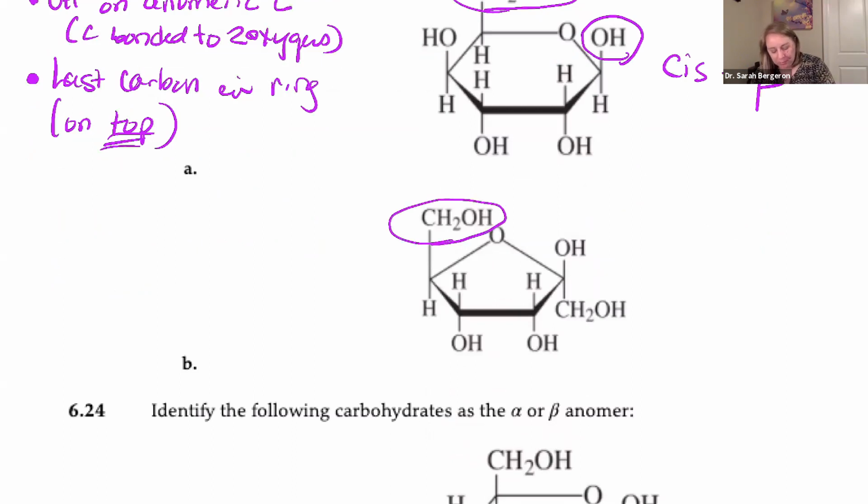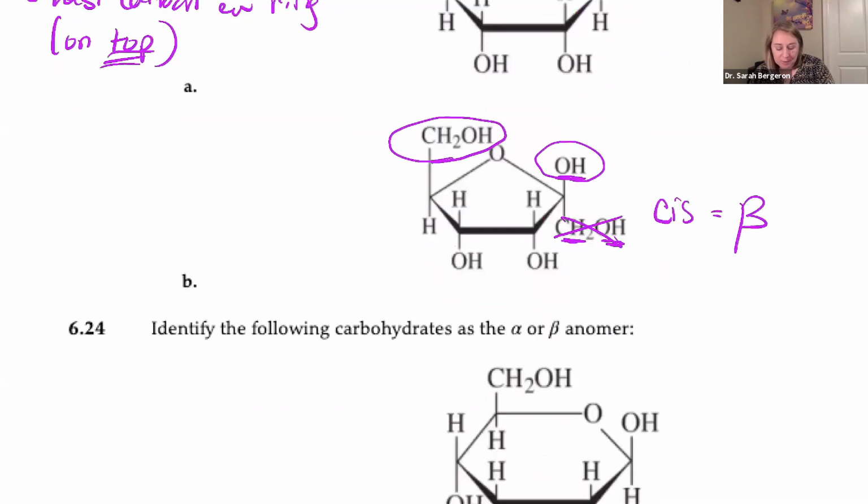Here we have our last carbon on the ring. Now be careful, be very careful. You have two hydroxyls. How do you know which one it is? It's not the one with CH2. It's not that one that you're worried about. You're worried about this one. It's the hydroxyl all by itself. So this one is, again, cis. So that makes it beta. Be careful with that. Okay.